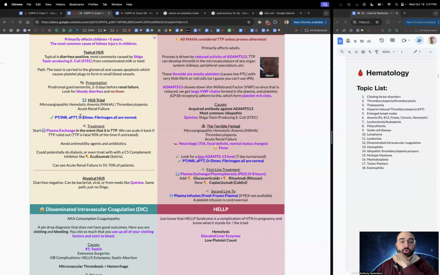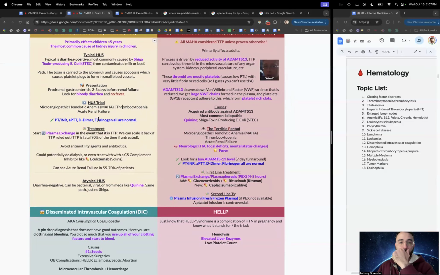All of this stuff is normal. So the clotting cascade is not being affected. This is all primary coagulation. This is a platelet issue. Nothing in the extrinsic or intrinsic clotting cascade is affected at all.